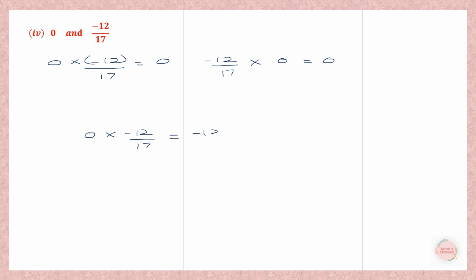Question 4. 0 into minus 12 by 17. So that is 0 into minus 12 by 17. Now we know that 0 into anything will give us 0. Now on the other side, let's change the order and put minus 12 by 17 first, and then we multiply this with 0. So minus 12 by 17 into 0 is also 0. So here we have proved that 0 into minus 12 by 17 is the same as minus 12 by 17 into 0. That means we have verified this also.